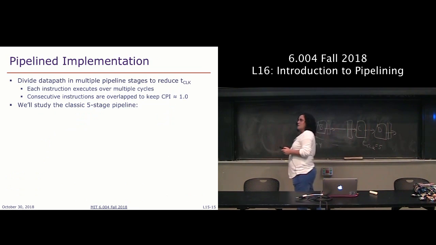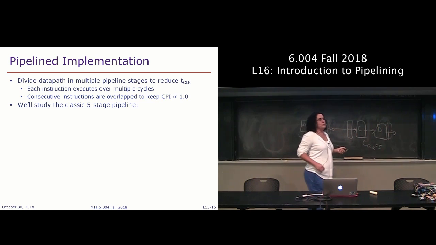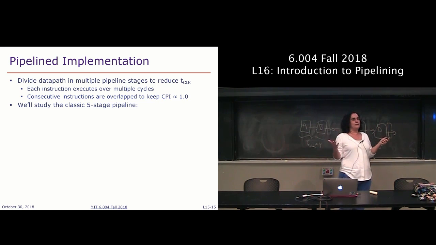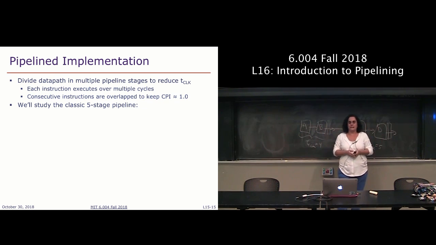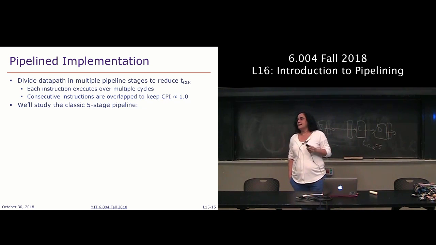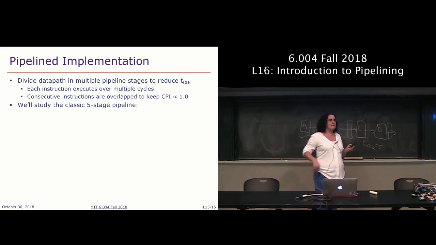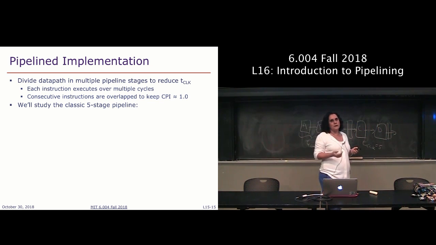So what could we do instead? Well, ideally, what we want to do is keep our CPI equal to 1, meaning that we are approximately completing 1 instruction per cycle. But we're going to improve our T clock by splitting up our data path into smaller chunks so that T clock is not so bad. And so what we're going to study in this class is what's called the classic 5-stage pipeline, and it consists of the following 5 stages.